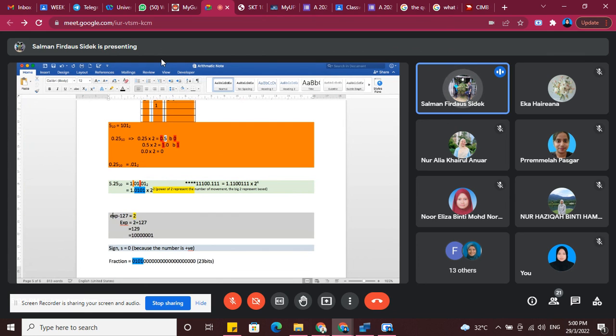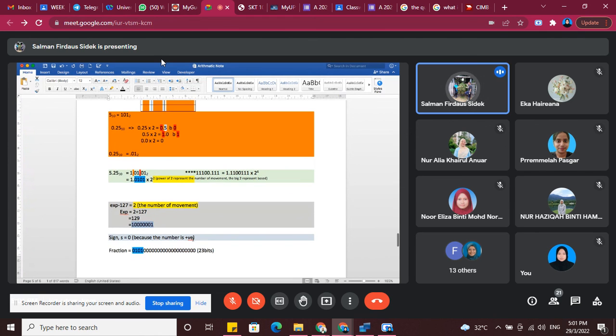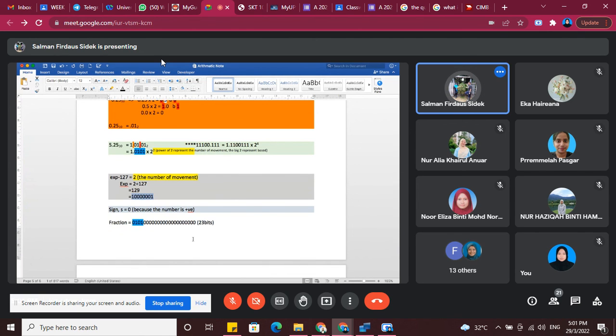This is the formula, exponent minus 127 equal to 2. 2 is the number of movement lah. I just note here the number of movement. Okay. And then we settle it down and find out the binary for the exponent. And then sign is simple. If the number is positive, sign is 0. If the number is negative, S is 1 lah.